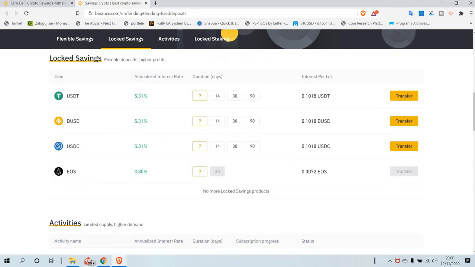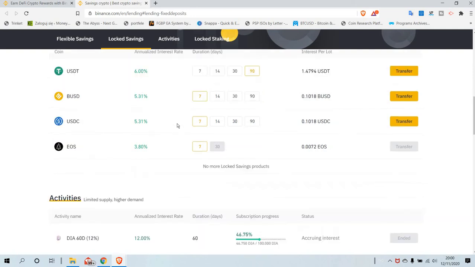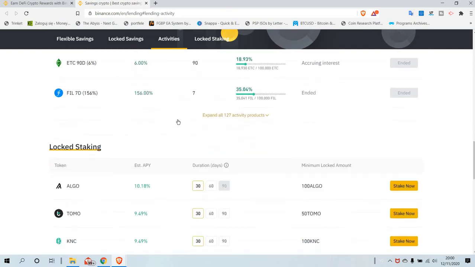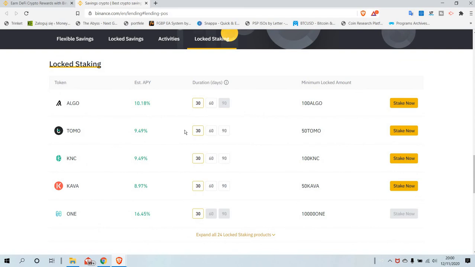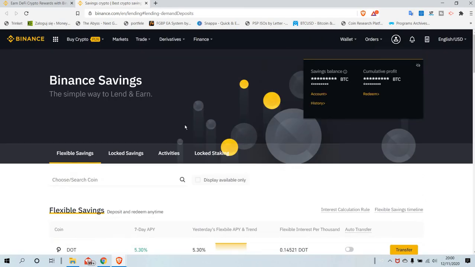These are the locked savings. In here you need to lock your assets for this number of days. And of course, when you lock for a longer time, your interest rate changes. Many cool options. And for me, that's one of the best platforms to use.